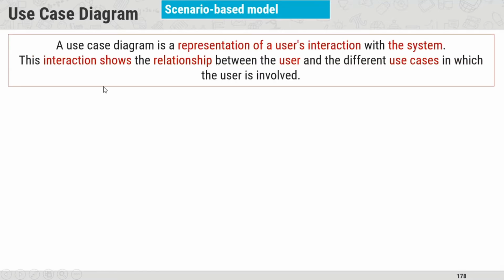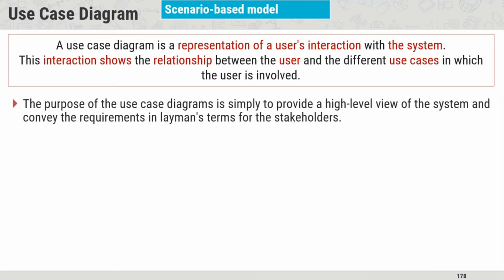Again, in that we are having use case diagram. A use case diagram is a representation of a user interaction with the system. This interaction shows the relationship between the user and the different use cases in which the user is involved. Use cases are specifically the kind of functionality your system will have. The purpose of a use case diagram is simply to provide a high level view of the system and convey the requirements in layman's terms for the stakeholders.